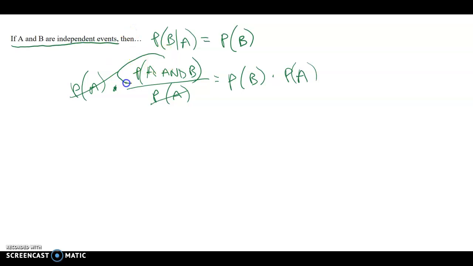I know that the probability of A and B equals the probability of B times the probability of A. And you could, of course, write the probability of A times the probability of B. And we've seen this before. We've used it when we find things like the probability that we roll 2 2s in a row.